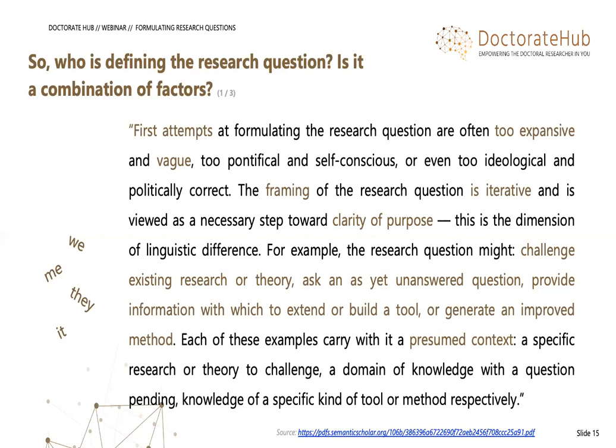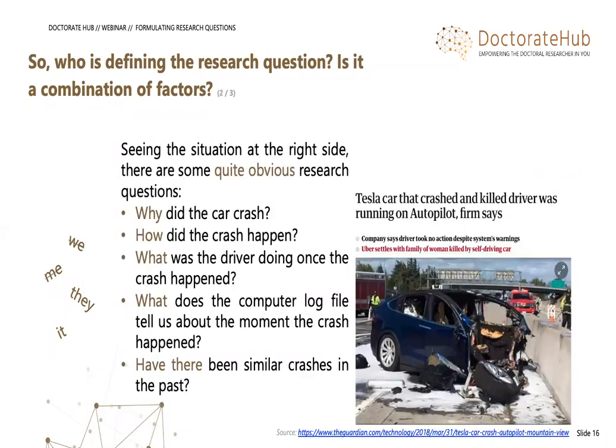Now, perhaps this type of information at the end of the day is raising more questions than it is providing us with guidance. Contrary to that, if we look at the right-hand side, we see something very concrete, something that we can relate to. And seeing this situation, there are some quite obvious research questions. Why did the car crash? How did the crash happen? What was the driver doing once the crash happened? What does the computer log file tell us about the moment the car crash happened? And have there been similar crashes in the past?